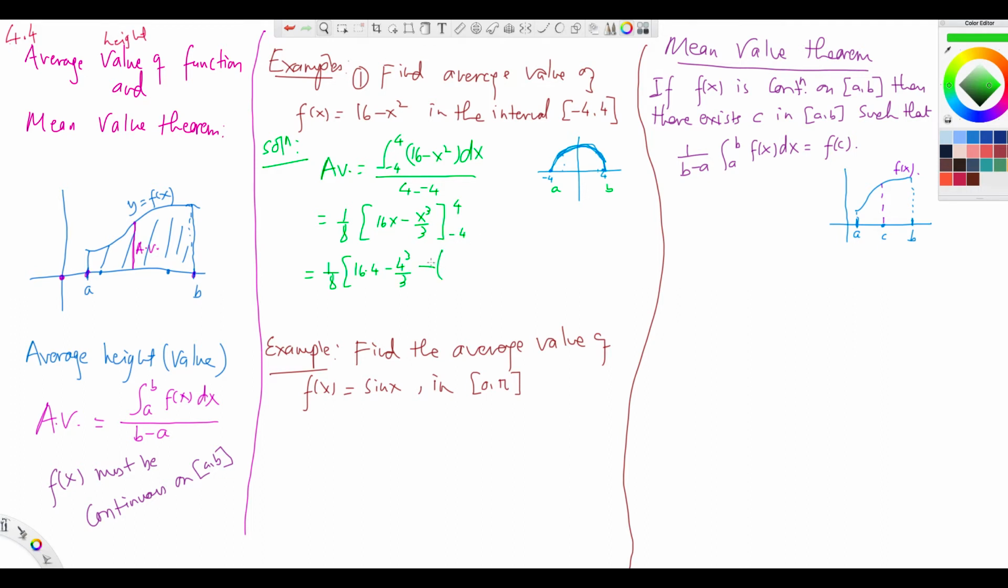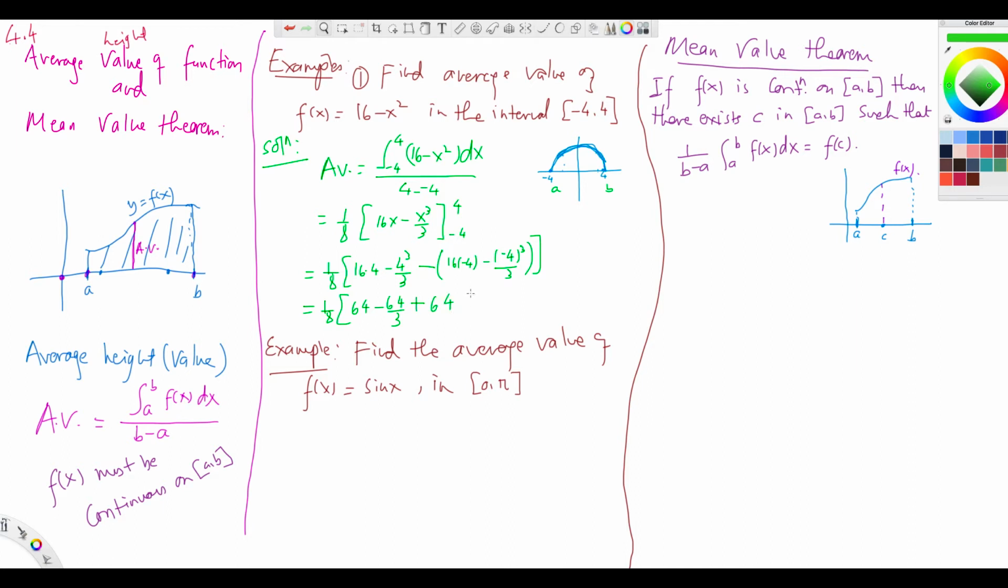So let me start with the parenthesis. 16 times negative 4, and then minus negative 4 cubed over 3. That's what you get. Okay, so if you simplify this, what you get is 1/8. So 16 times 4 is 64 minus 64 over 3. You see that? Minus, what is 16 times negative 4? Negative 64, but this is negative, so you'll get positive 64.